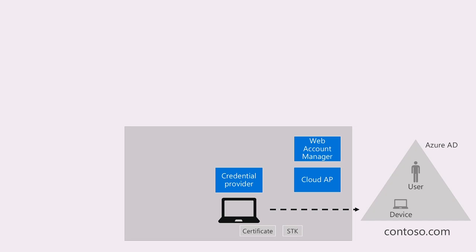So now, remember, the device was joined, and then the user signed out, or maybe rebooted the device, and now that user is going to sign into that device again. So we talked about that user entering credentials in the logon UI. The credential provider will get those credentials. They pass them to a new authentication provider called the Cloud AP, which sends the user creds along with the certificate of the device and the SDK to Azure AD.